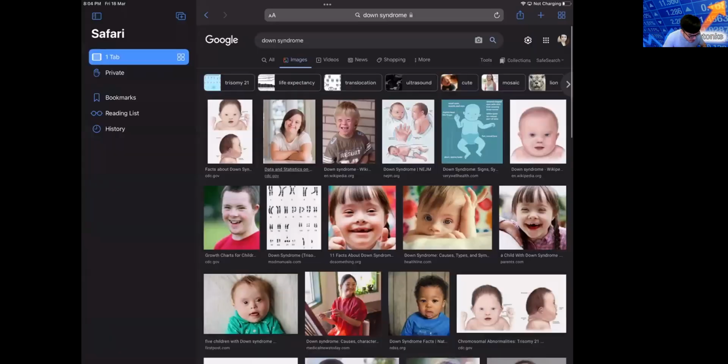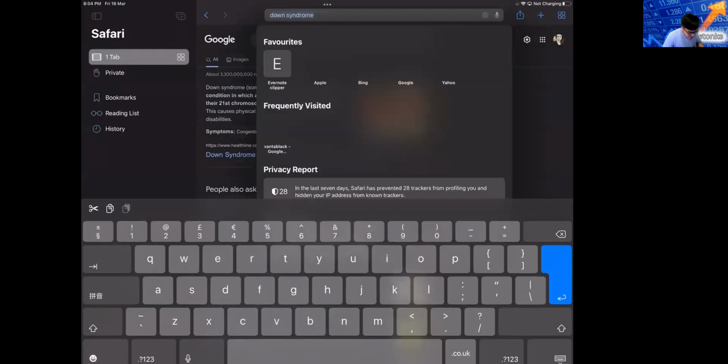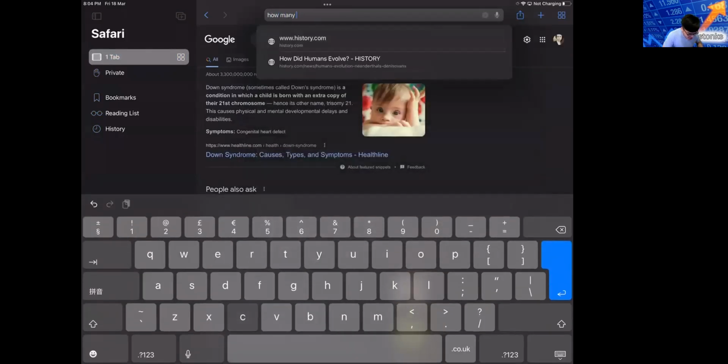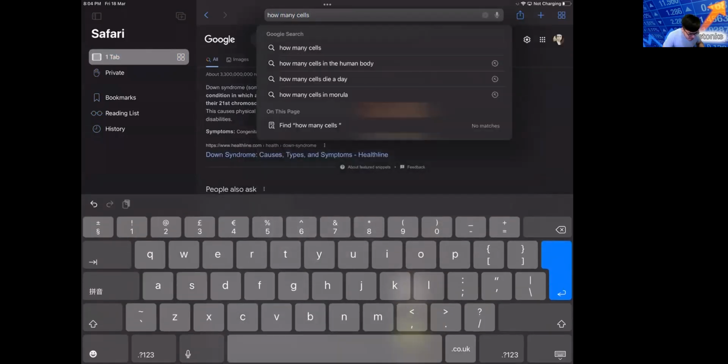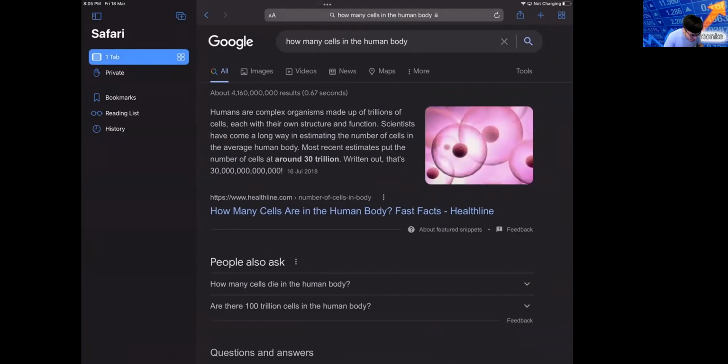Let's ask Google. I don't know whether I showed you this before. How many cells in the human body? I always go to Google and ask this kind of question. So how many cells do you have? Humans are complex organisms made up of trillions of cells. So you have 30 trillion cells. How much is 30 trillion? How many zeros are there? You count yourself lah. So we have 30 trillion cells.